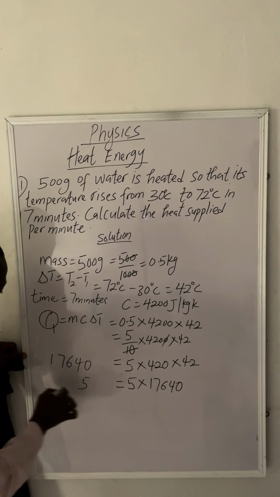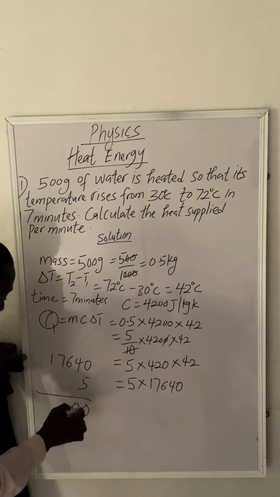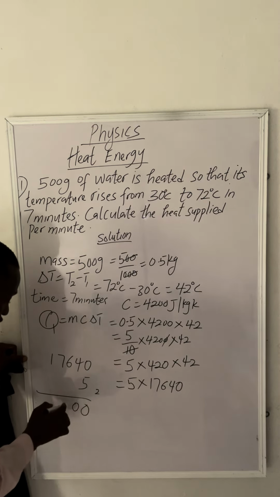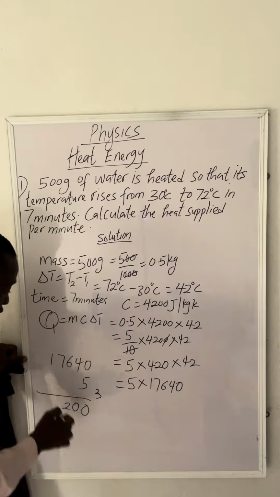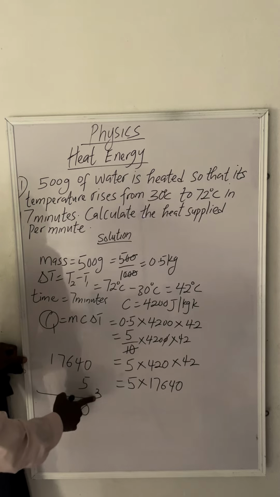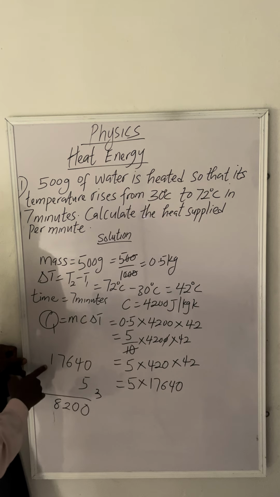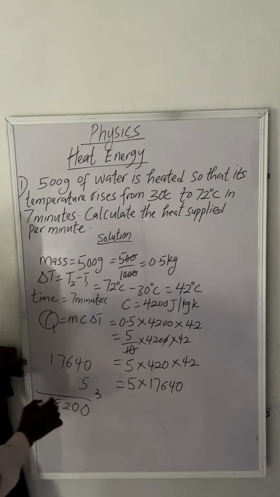17640 times 5. So 5 times 0 is 0. 5 times 4 is 20. I'm going to write 0, remainder 2. 5 times 6 is 30 plus 2, that's 32. So I'm going to keep 3. 5 times 7, 35 plus 3, that is going to be 38. So I'm going to write 8. I'm going to keep 3. So 5 times 1, 5 plus 3 is going to be 8.